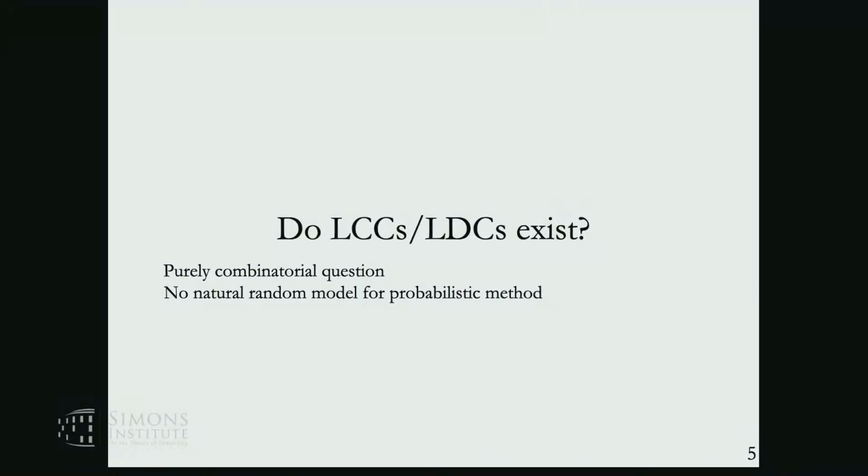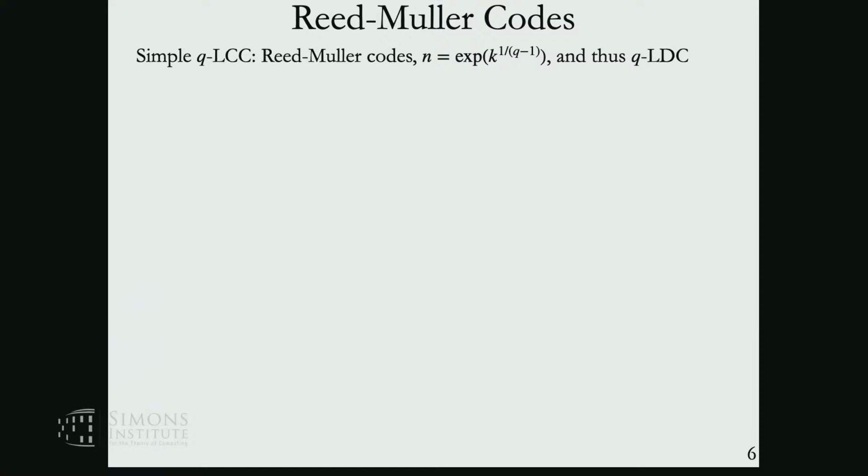The reason we can't use, say, standard random coding arguments is that there's no natural probabilistic model from which we can sample these objects. Unlike, say, Shannon's random coding argument that lets us show that there exist good codes, we cannot do something like this here, or at the very least, we don't know how. But these codes do exist, and there's a very simple way to construct them, which is the Reed-Muller code. This gives you a q-query locally correctable code, and the block length of the code is exponential in k, so it's 2 to the k to the 1 over q minus 1. And it's also a q-query locally decodable code because it's an LCC.